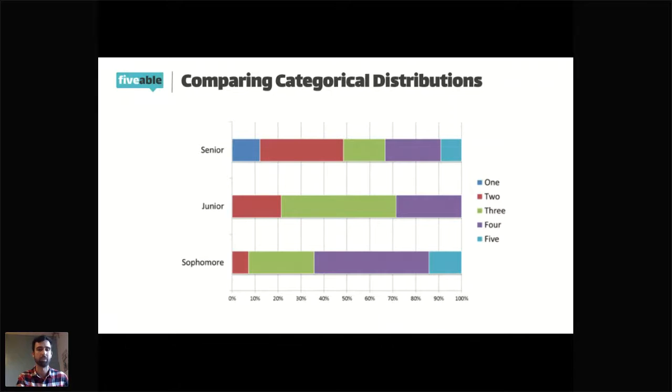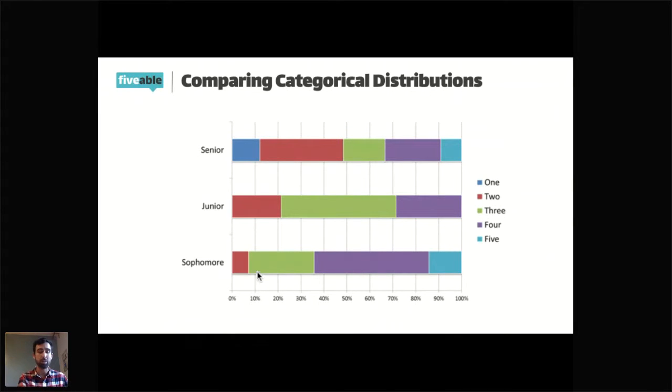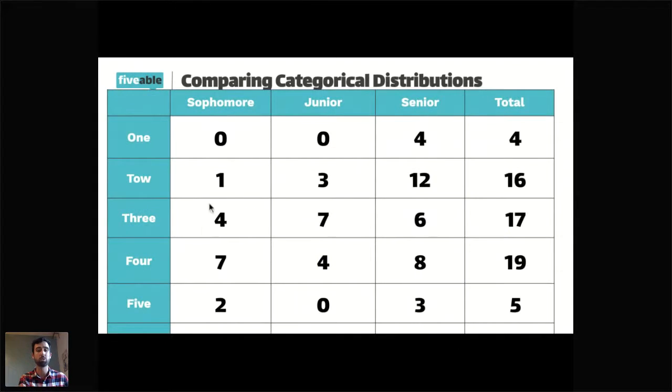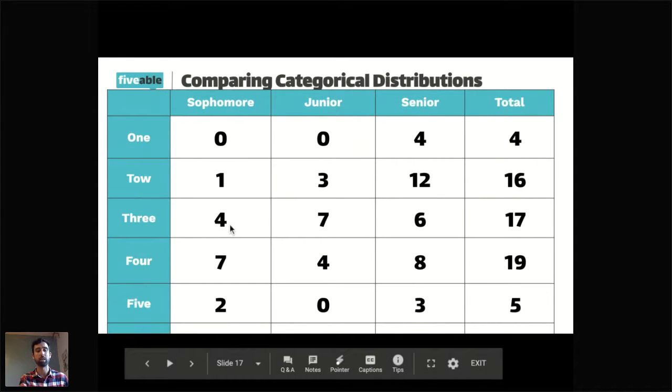Or 14, I'm sorry. So that is 8% of sophomores who took 2 AP classes. Then we see this little green bar. That's how many sophomores took 3 AP classes. So going back here, it looks like 4 students out of our sophomores took 3 AP classes.